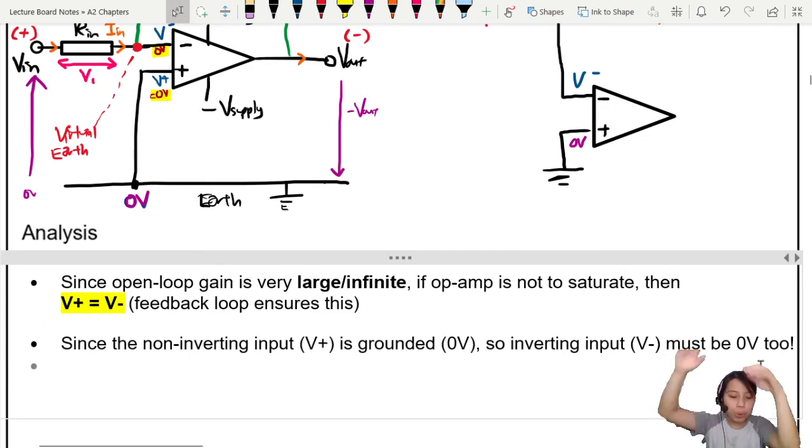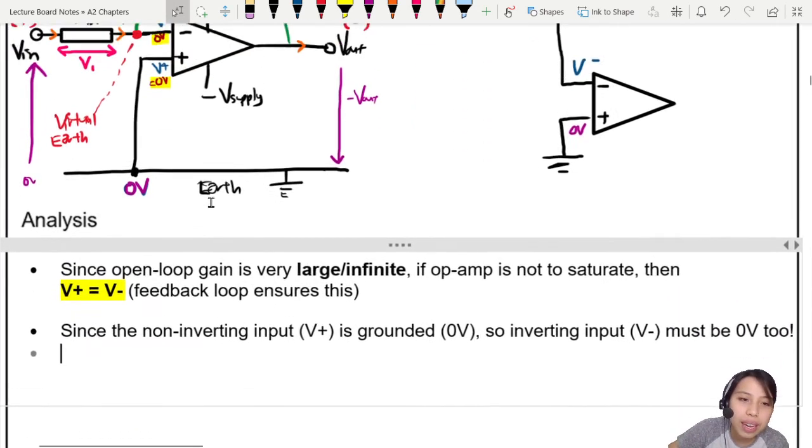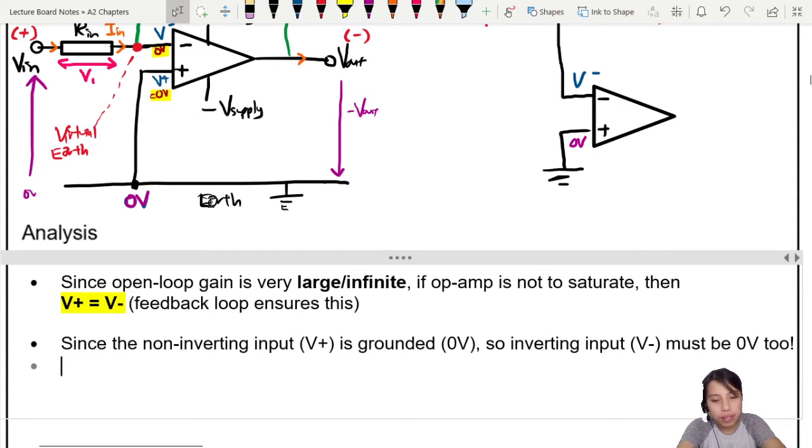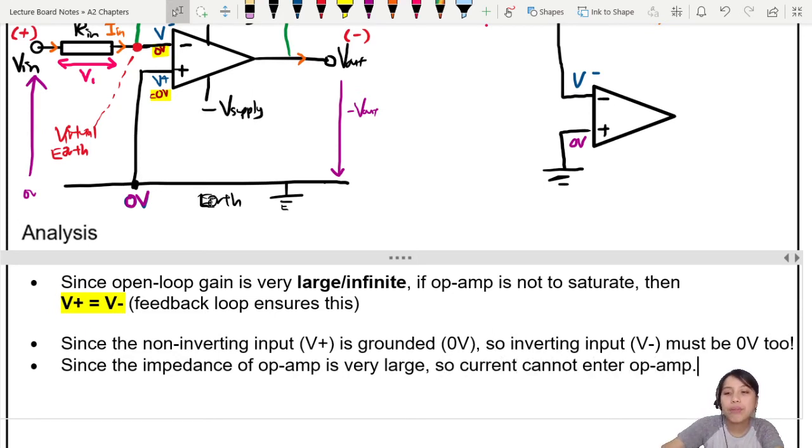Next line. How to think of current? Just now I talked about it. Why can current not go inside the op-amp? Because the impedance is large. Since the impedance of the op-amp is very, very large, the resistance is very high and cannot easily let current go in. So current cannot enter the op-amp. From there, we can already create an equation. We'll see why in a bit.